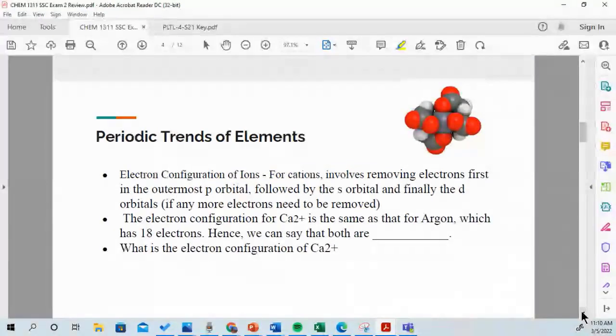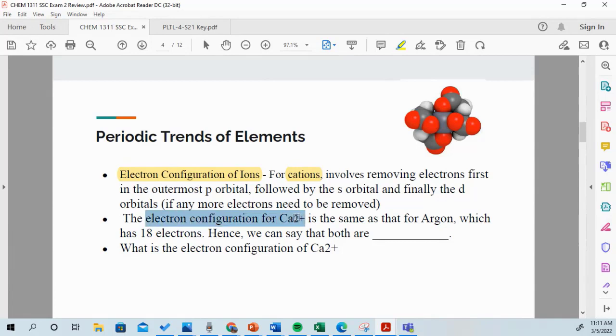We also need to understand how to write electron configurations of ions. There are two types of ions, cations and anions. For cations, which have a positive charge, I remove the electrons first from the outermost p orbital, then s, and then d. As we do practice problems, you'll get a better understanding of writing the electron configuration of ions versus just the neutral state.